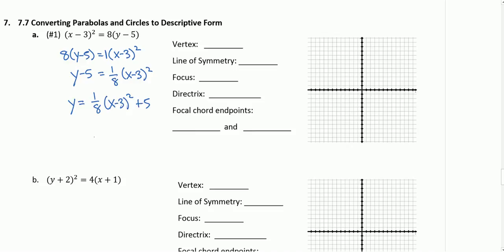Starting with our vertex, that minus 3 contributes to the x value, because it's with the x in there, and the 5 is our y value. So I'm going to plot that and label it with a V for vertex.